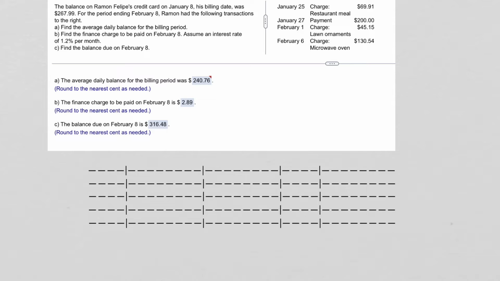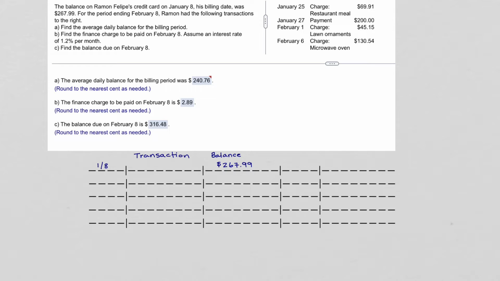And I'm going to make note of what the dates are and how the balance is changing on the card from day to day. So we're starting off our billing date on January 8th. So that's my first date. And I'm going to keep track of the balance here. And the balance on that first date is $267.99. So in this second column, I'm going to put any transactions there are.